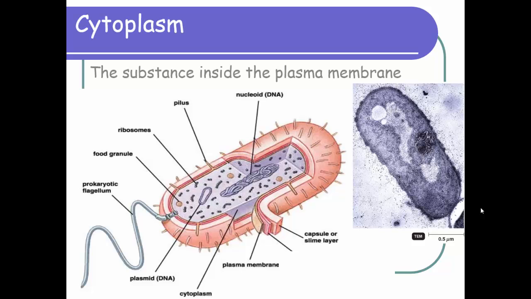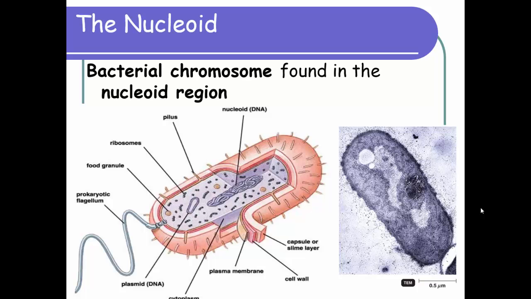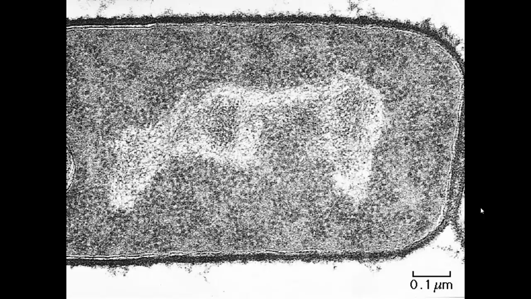The cytoplasm is everything inside the cell membrane. This would include the nucleoid region, the DNA, any other pieces of DNA, food granules, and the ribosomes. The nucleoid region is simply the area where the bacterial chromosome is found. This lighter region in this TEM shows the nucleoid region. Remember, I said bacteria have a single circular chromosome, but it gets wadded up here in the nucleoid region. Here's a closer view of an electron micrograph of the nucleoid region. It is this light region.